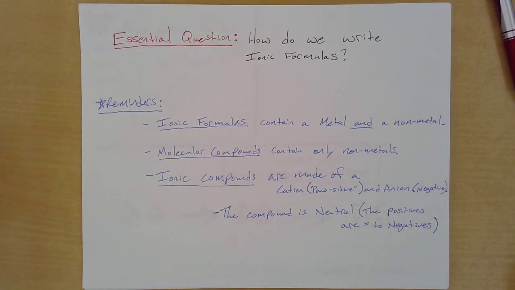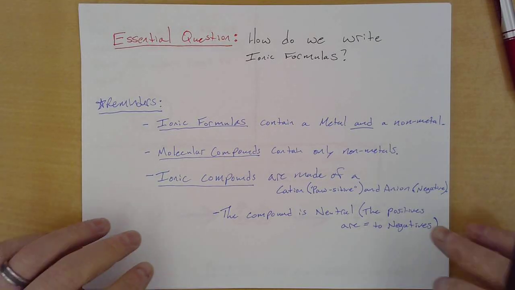But before we do, we have to figure out our goal: how do we write an ionic formula? Ionic formulas contain a metal and a nonmetal. That's a base need. We need to know this. Then we have molecular compounds. That's not what we're talking about today. Those contain only nonmetals. So the ionic compounds, that's where we have a cation, which is positive, and we also have the anions, which are the negative components. The compounds have to be neutral. The positives have to equal the same amount of negatives. They're going to mix together to make a neutral compound.